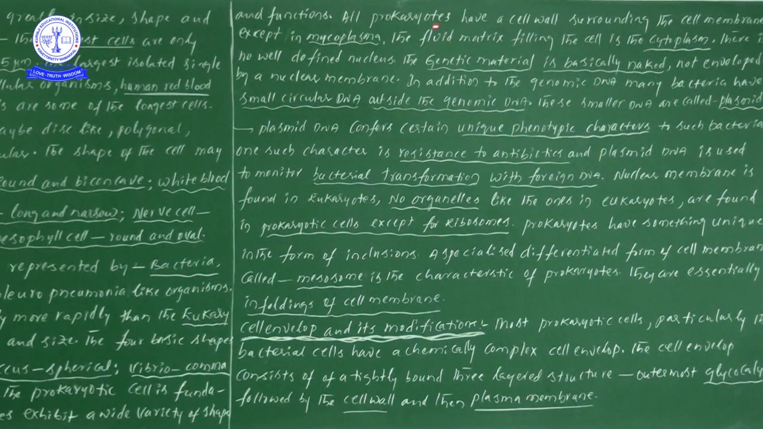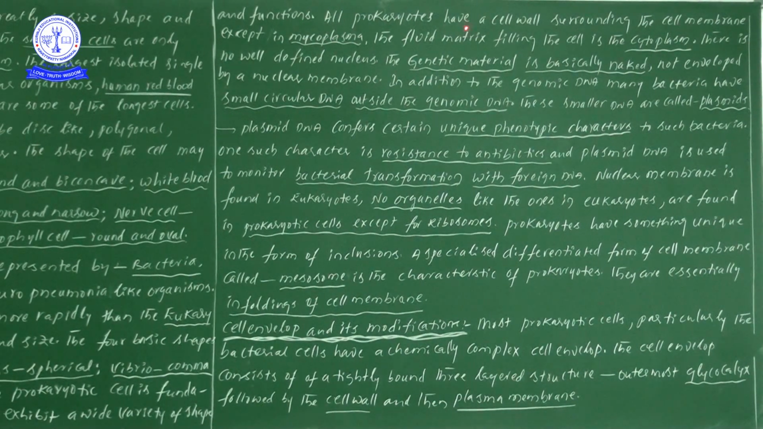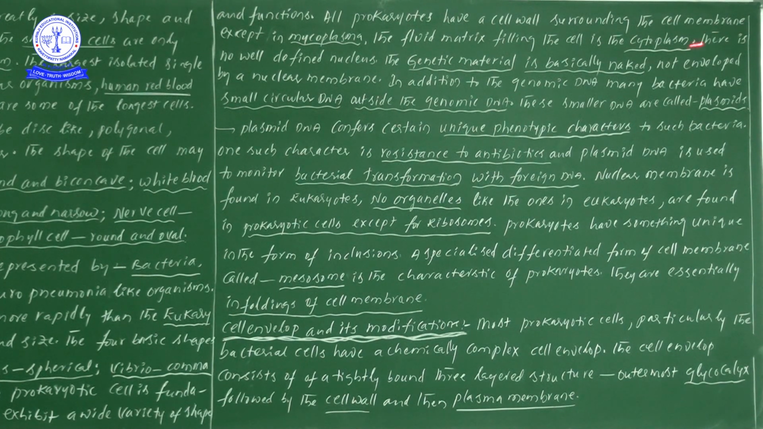Next, all prokaryotes have a cell wall. Listen carefully, all prokaryotes have a cell wall surrounding the cell membrane. So first of all, what is the layer situated outside of the cell membrane? Cell wall. So all prokaryotes have a cell wall surrounding the cell membrane. The cell membrane is situated within the cell wall, or the cell wall is located outside of the cell membrane. But all prokaryotes have a cell wall except in mycoplasma.